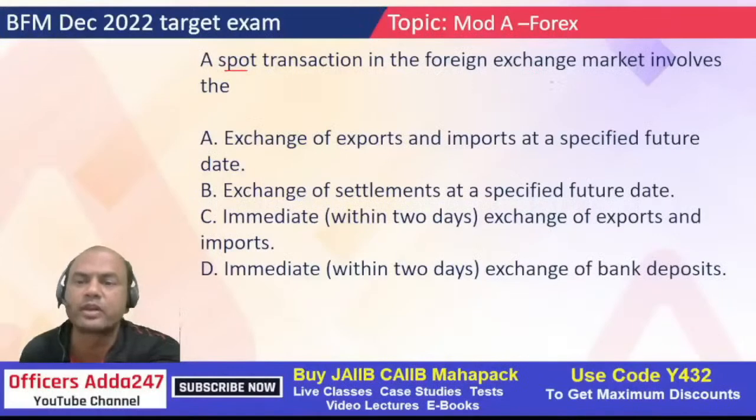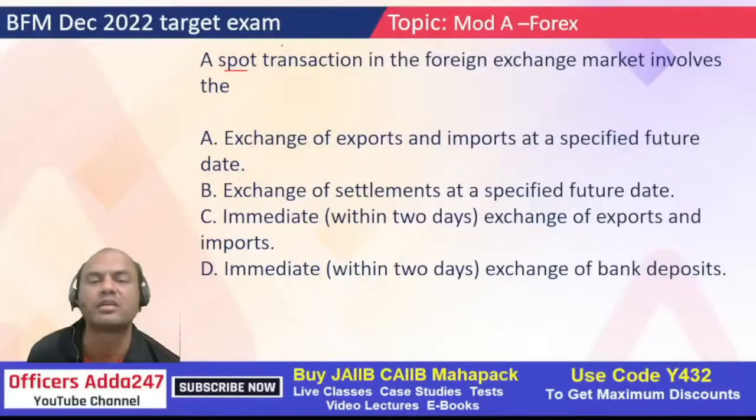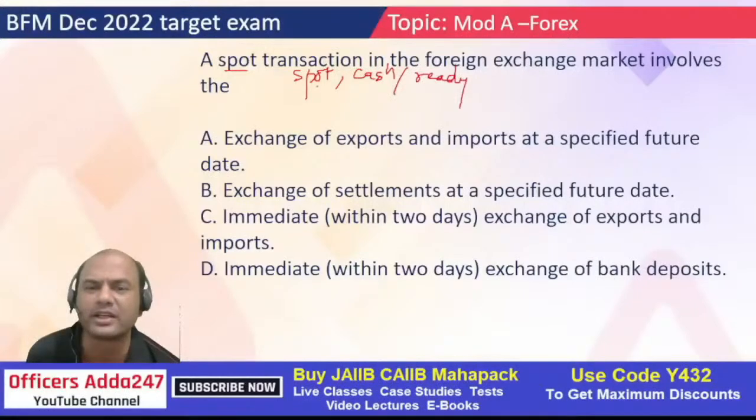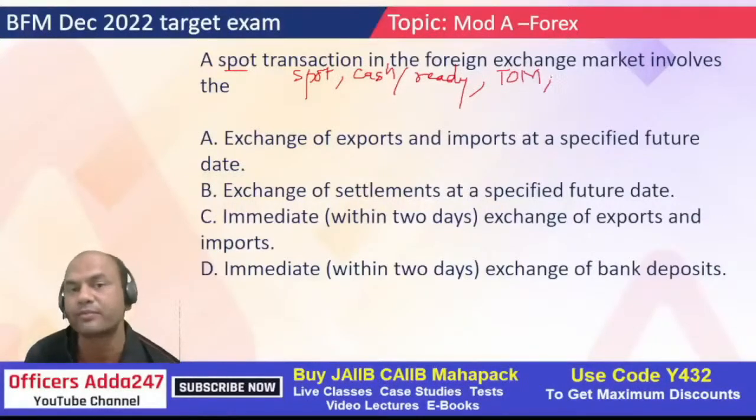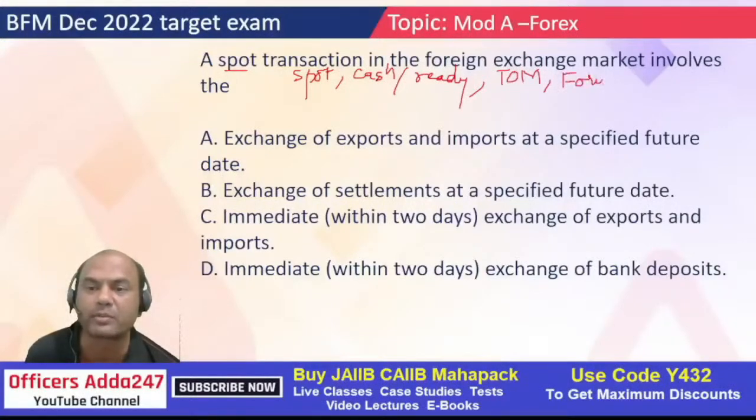A spot transaction in foreign exchange market involves the, now what is spot? Now this is the basic, isn't it? We have 4 terms. What are these? Spot. What is the second term? Who can write the other terms? Second is cash or ready, we call it, one and the same. Next, what do we have? Tom, correct. And after Tom, there is a fourth one. That is the simple one where we solve the problems. Yesterday I solved the problems on this. Forward. Okay. These are the 4 main terms used in foreign exchange market.